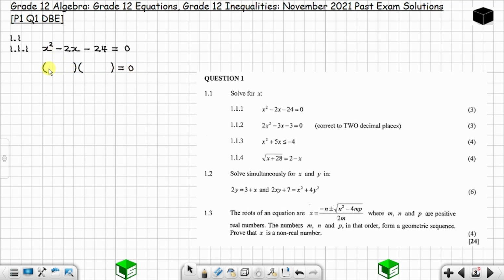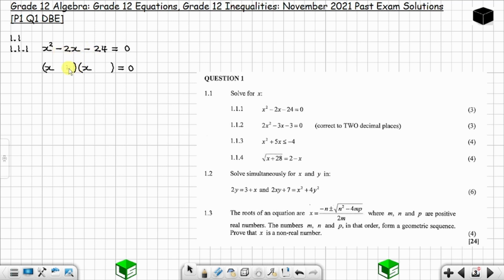So you are going to have x times x, which gives you x squared. Now you have negative 24, and negative 2 in the middle. So you need two numbers that when multiplied give negative 24, and when added give negative 2. You can use 6 and 4. You know that 4 times 6 is 24, and 4 minus 6 gives you negative 2.